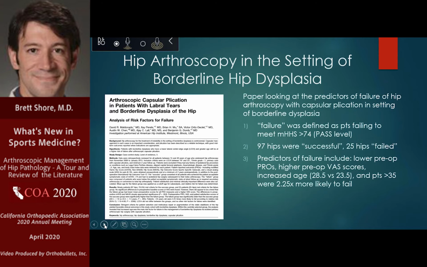Other patients with borderline dysplasia, again, this was another study by Dr. Dome, looking at the success of treatment for borderline hip dysplasia with capsular plication. These patients overall also did well. However, they found that predictors of failure included lower pre-op patient-reported outcomes, higher pre-op visual analog pain scores, and increased age. Pretty much the same predictors of failure that almost all of these studies have.